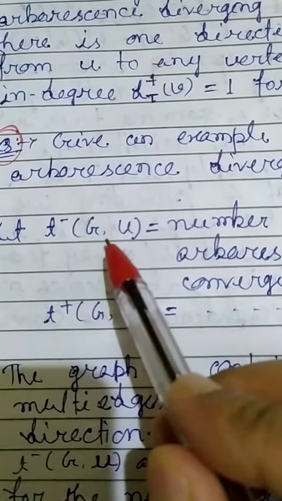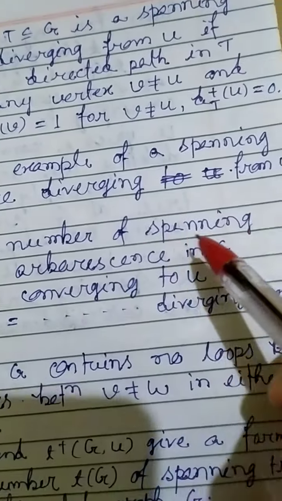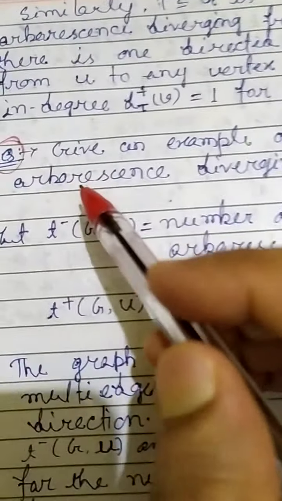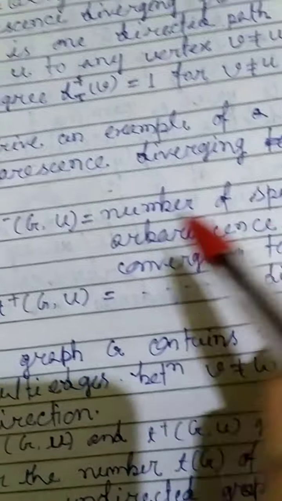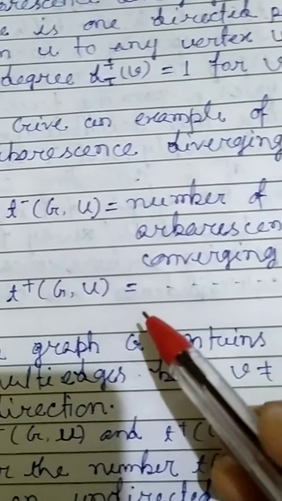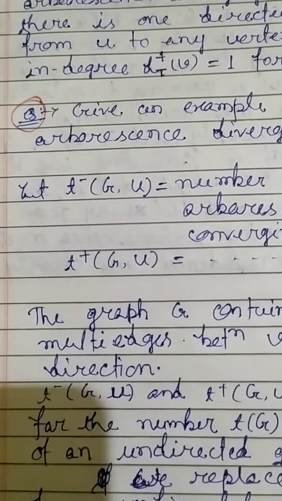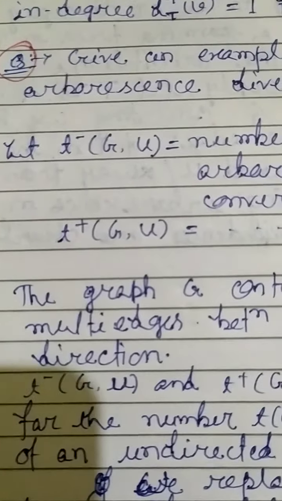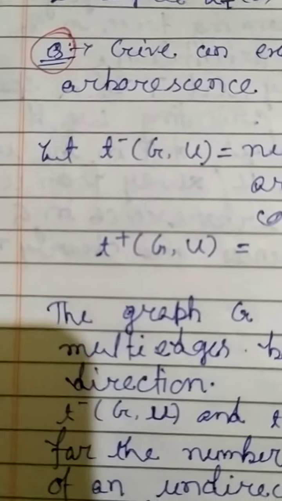So here, negative Z U is the number of spanning arborescences in Z converging to U. Since out degree is related, for converging to U, the out degree of U is equal to 0, therefore this is negative. Similarly, this is positive, and this is the number diverging from U. How many arborescences are there, converging to U and diverging from U?